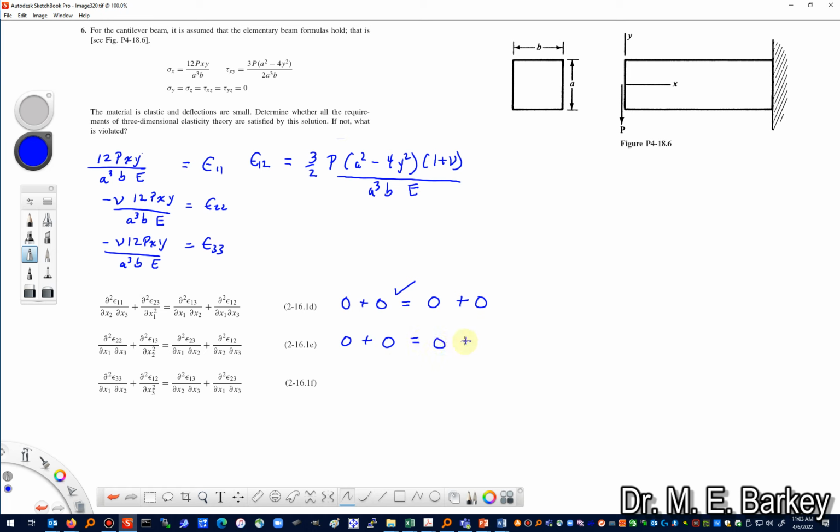Okay, now let's check this one. Second partial derivative of epsilon 1, 2. We do have an epsilon 1, 2, but it has no z term in it. This is a partial derivative with respect to y and z, so that one is 0. So that one checks out. On to the last one.